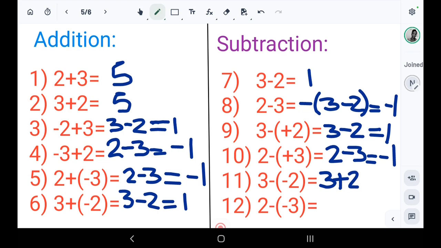3 minus negative 2, that is the same as 3 plus 2. When you've got a minus a negative number, that is the same as plus that number. So 3 plus 2, that is your good old 5. No funny business there. And the last one in this series is 2 minus negative 3. We already know by now that when you subtract a negative number, that is the same as adding that number. So that is 2 plus 3, and we know that 2 plus 3 is equal to 5.